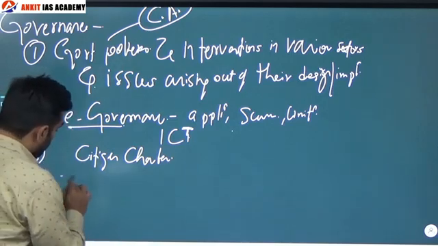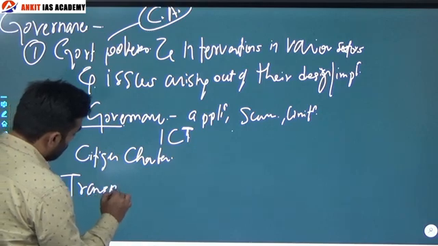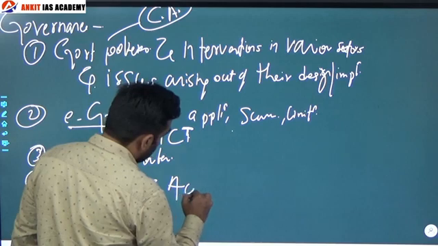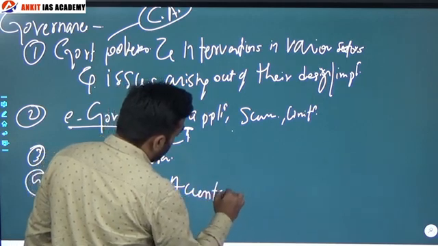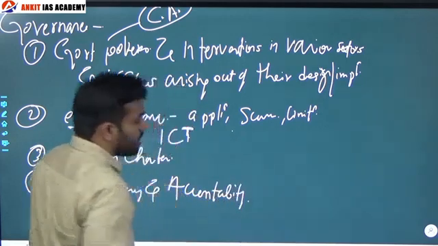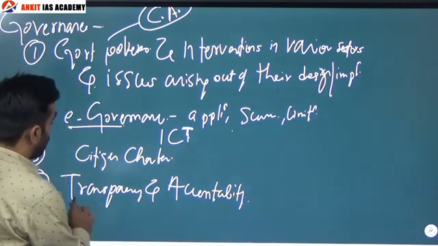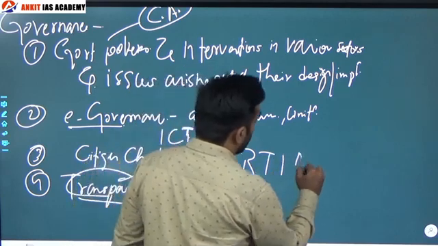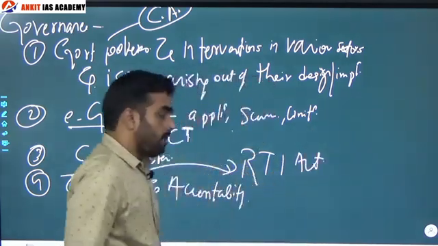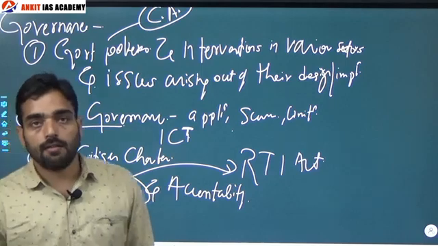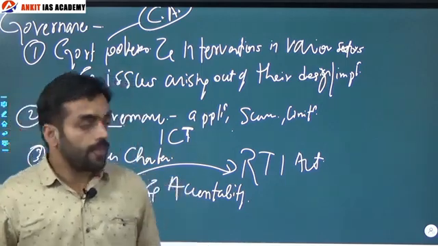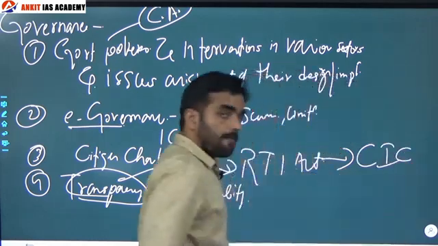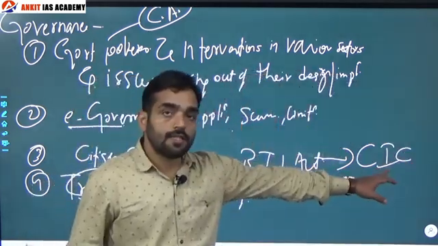Then there is transparency and accountability. These two terms are interlinked. You cannot enforce accountability unless there is transparency. So, under transparency, you will come to know about the Right to Information Act, implementation issues in the RTI Act, and what reforms are required. Then through RTI, you will also learn about the Chief Information Commission and what issues are related to this body.